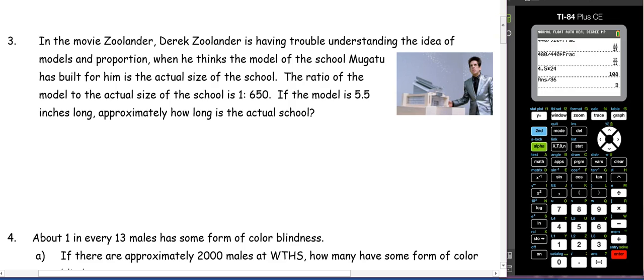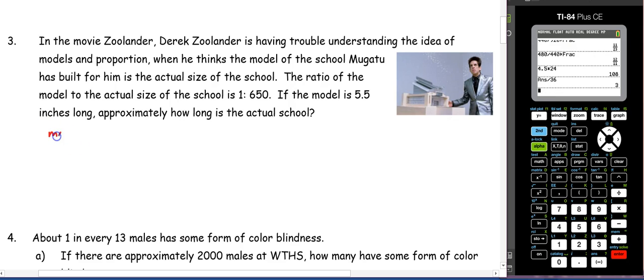Number 3, in the movie Zoolander, Derek Zoolander is having trouble understanding the idea of models and proportions. When he thinks the model of a school built for him is the actual size of the school. The ratio of the model to actual size is 1 to 650. If the model is 5.5 inches long, approximately how long is the school?